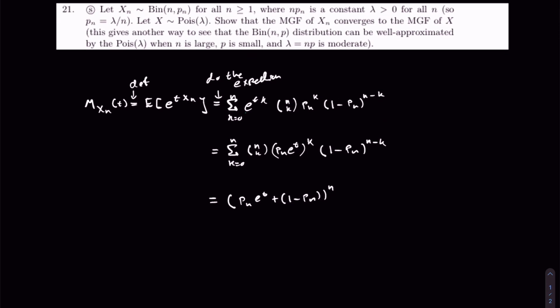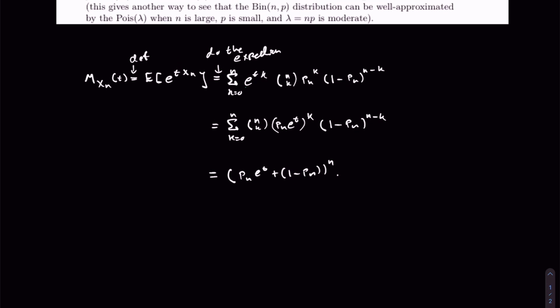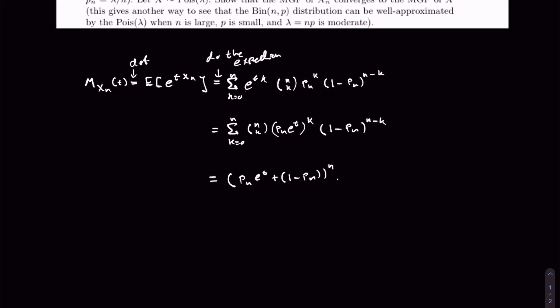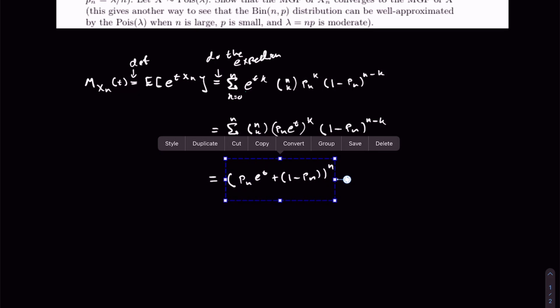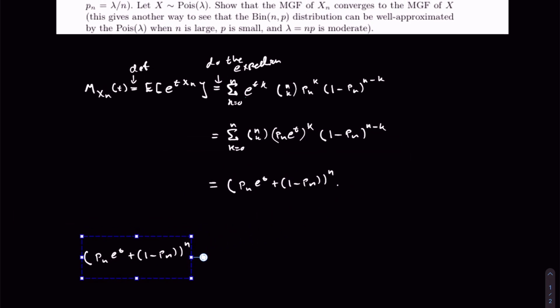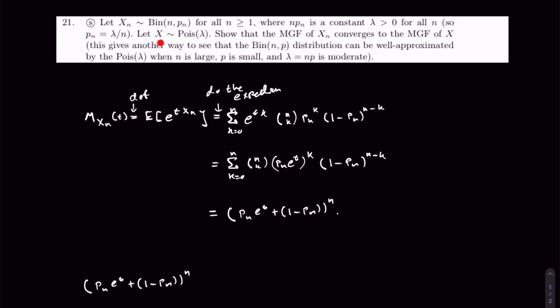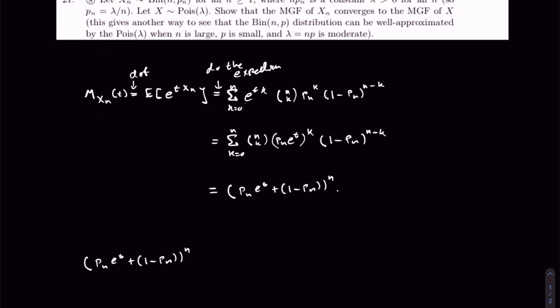All right, so that's the first step. Let me put a pin here and say this is it. Now we're going to see what happens when we let n go to infinity. Will this approximation become a Poisson? Does this MGF resemble, or in fact become identical to, the MGF of a Poisson?